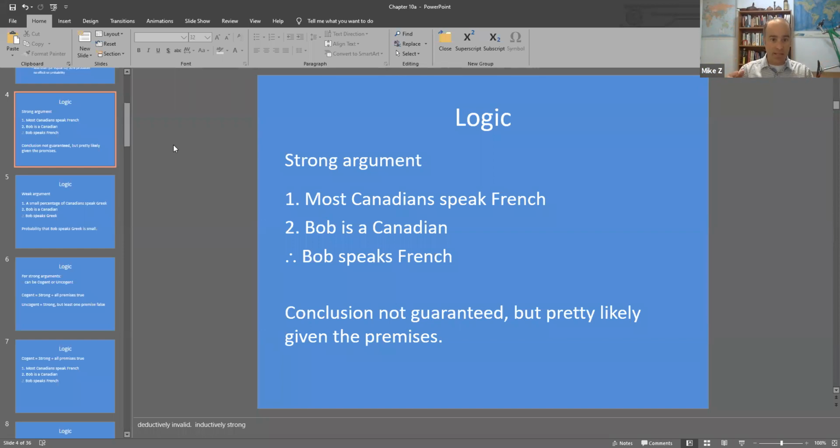Obviously, this is not guaranteed. It could still be that Bob doesn't speak French, even though he's a Canadian, and even though most Canadians speak French. But at least we now have increased confidence in the possibility that Bob does in fact speak French. So it's deductively invalid, but it's inductively strong.